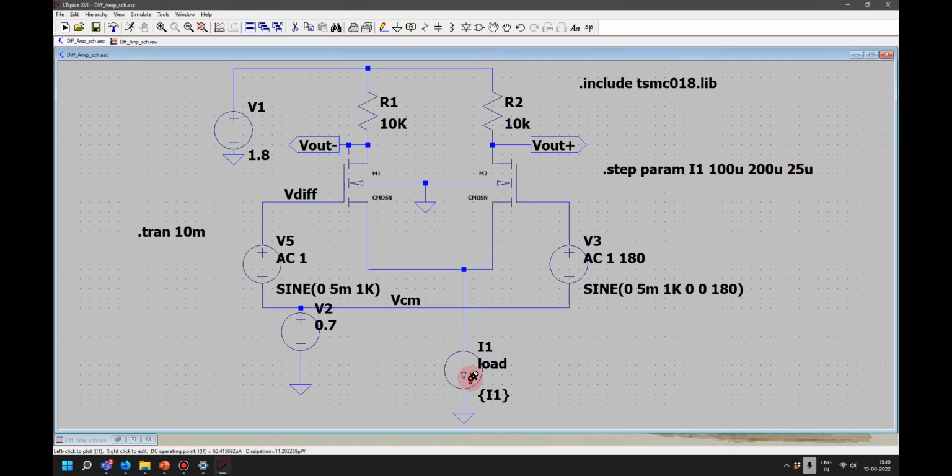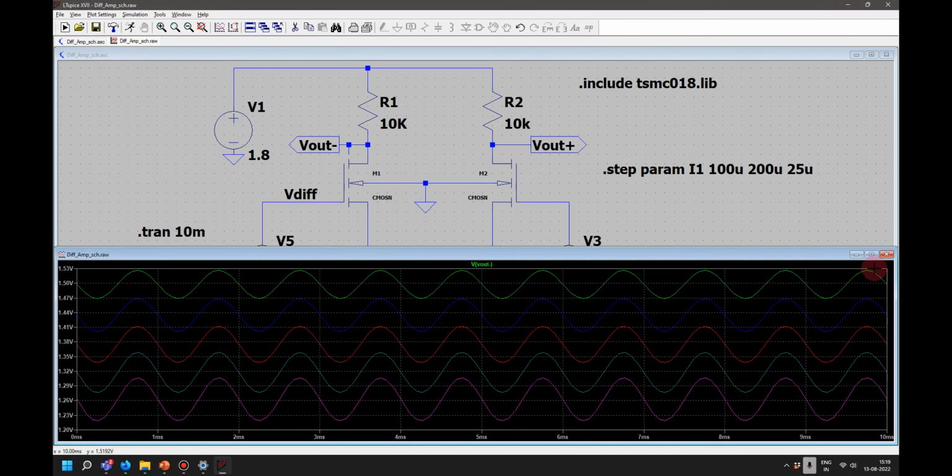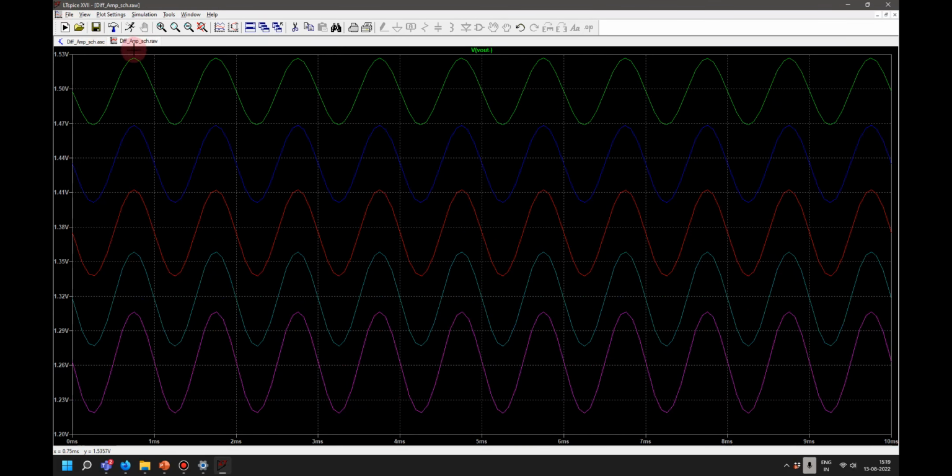If I keep increasing the load current, will the gain increase? Anybody? If I increase the tail current, will the gain increase? The gain will increase, right? Yes, because gm will increase, gm is proportional, but the DC operating point will keep coming down. That is what we'll be able to see here. Now this is the first run.